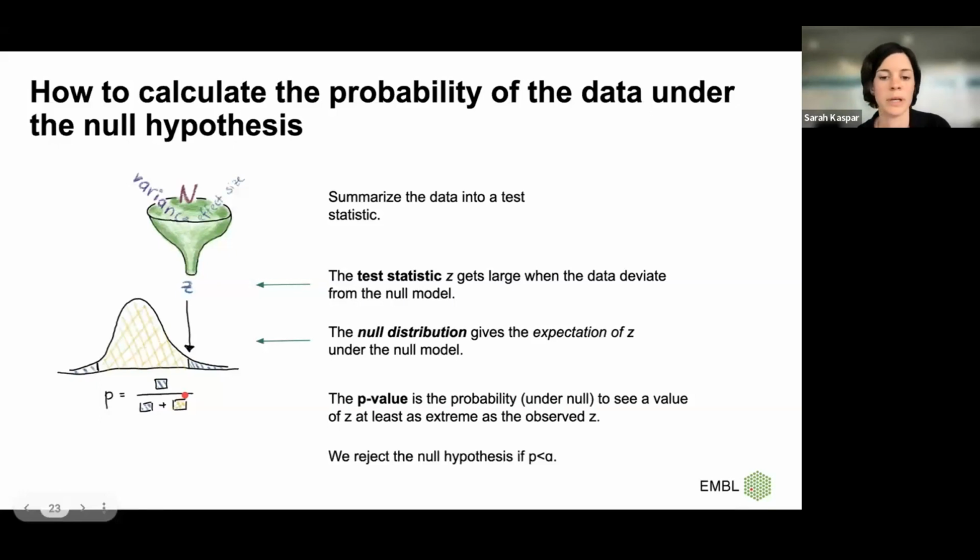And in the end, we make a decision. So we reject the null hypothesis if the p-value, the probability of the data under this null hypothesis, is below some cutoff. And this cutoff is called the significance level.